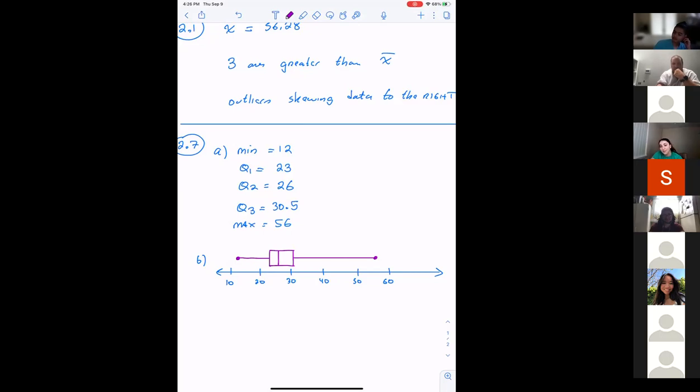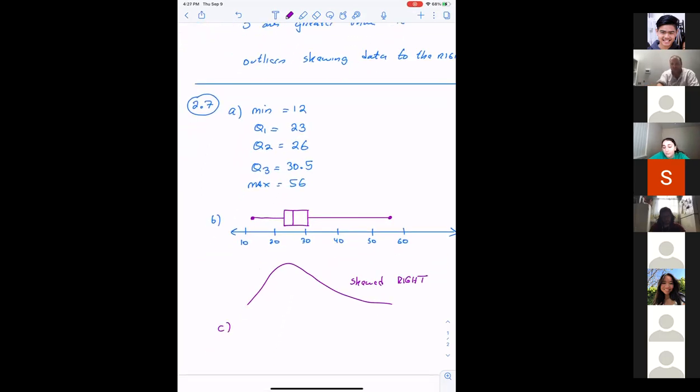Anyways, what is the shape of the distribution shown by the box plot? Would it be symmetric, left skewed, or skewed to the right? Right, so I don't even know how to draw it, but certainly something like this. So skewed to the right. C. Which features of the box plot led you to this conclusion?